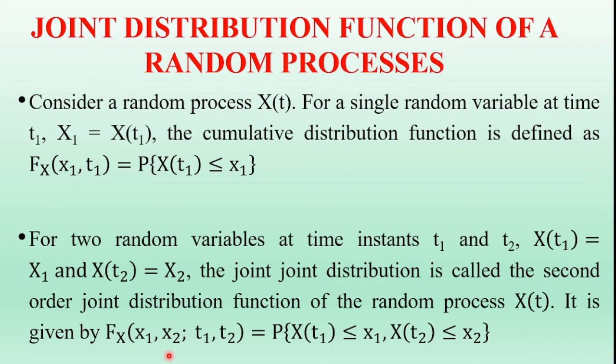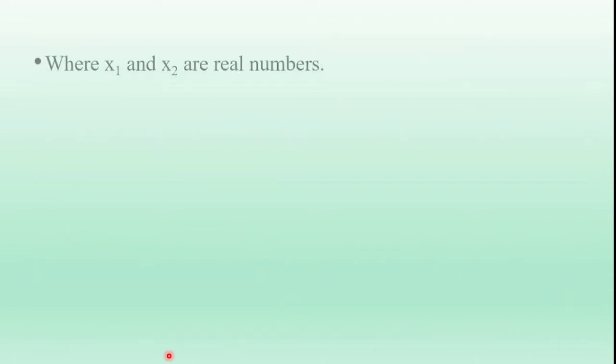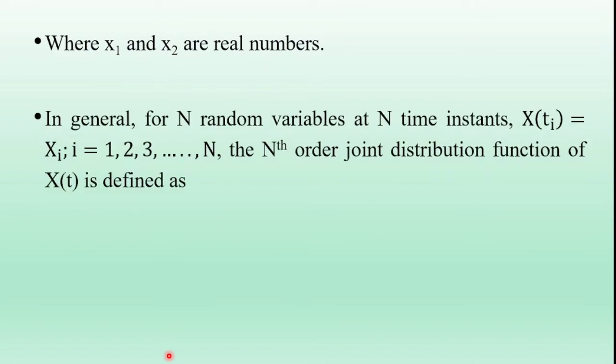Similarly, the nth order joint distribution function of the random process X of t. In general, for capital N random variables at capital N times, that are X of ti is equal to Xi, where i is equal to 1, 2, 3 and so on.